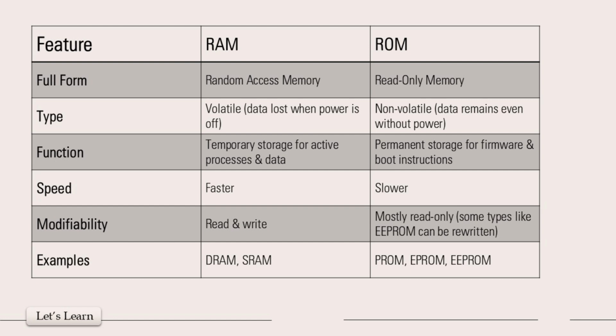For example, the RAM in your laptop helps run applications smoothly, while the ROM in your smartphone stores the firmware that controls basic device functions.